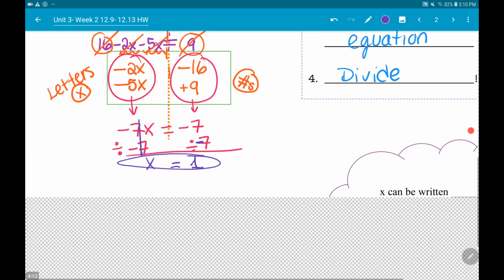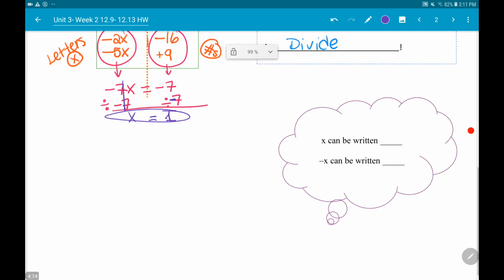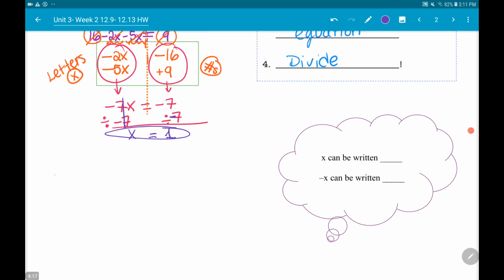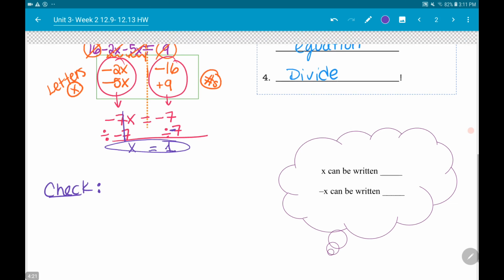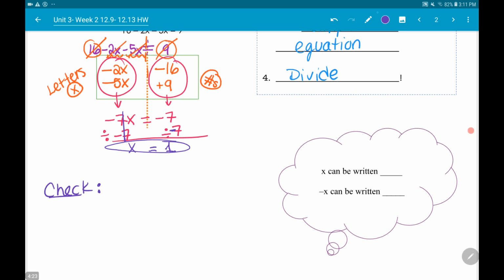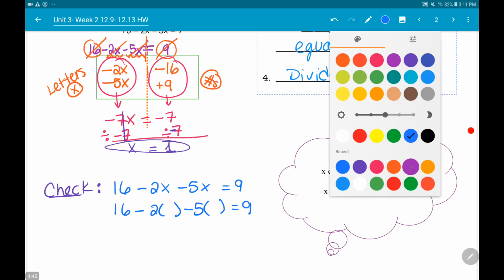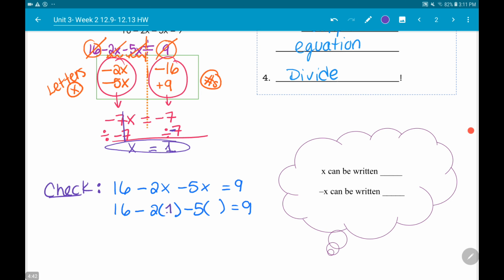All right, one other thing that isn't on this worksheet, but I want us to do because this is on your quiz, is a check. So let's go ahead and do our check for this second example. All right, so I'm going to write my original. Now I'm going to write it one more time, but wherever my x is, I'm going to go ahead and put parentheses. And I'm going to plug in my answer for x, which was 1.